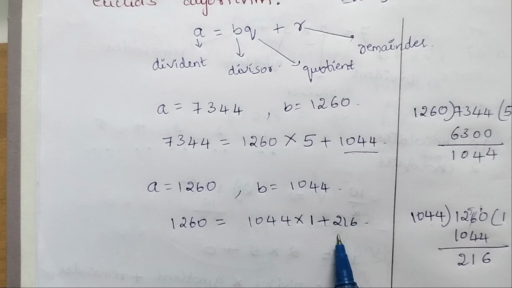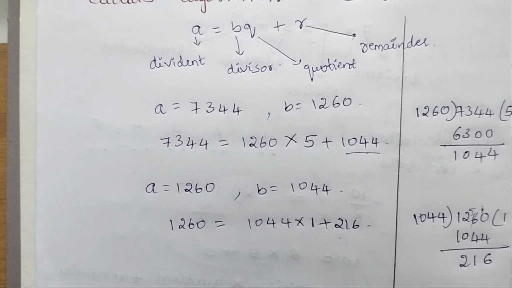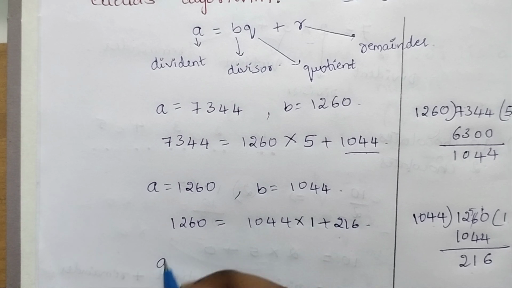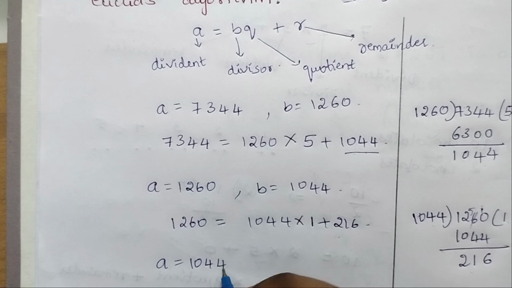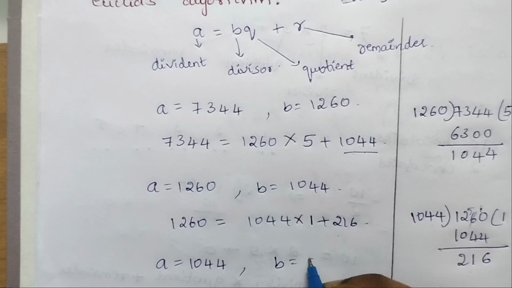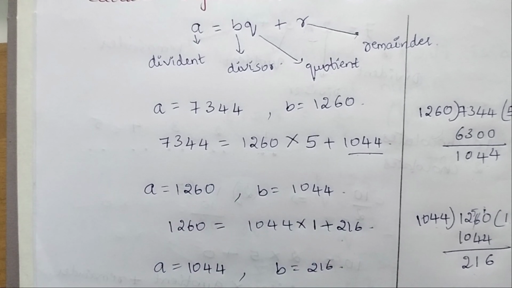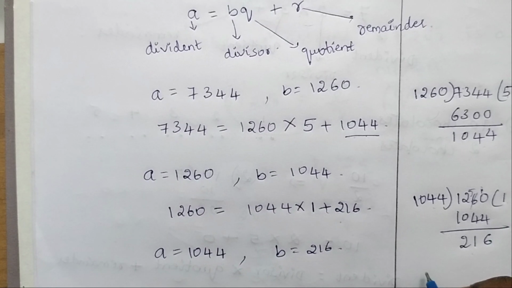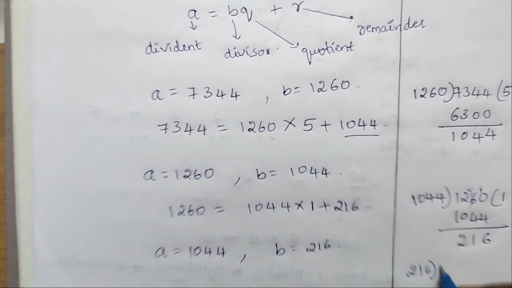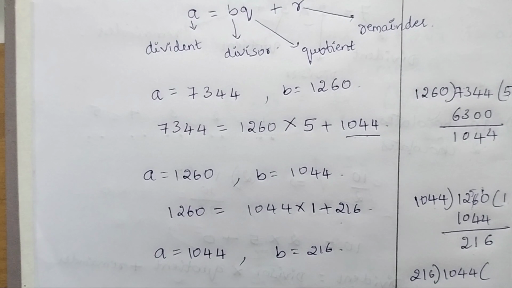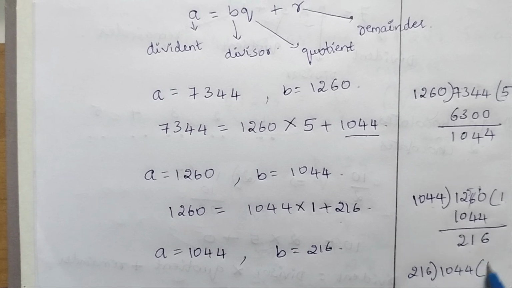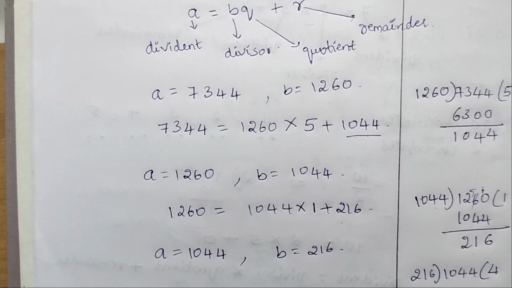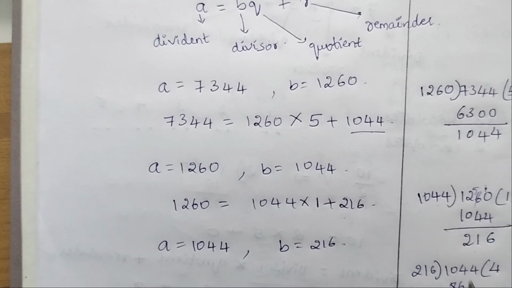So even then I didn't get my remainder as 0. Now what should I do? Again I have to continue with the same step. Here the dividend will be 1044 and the divisor is 216. So if I start dividing this, 216 into 4, I'll get the answer as 864.